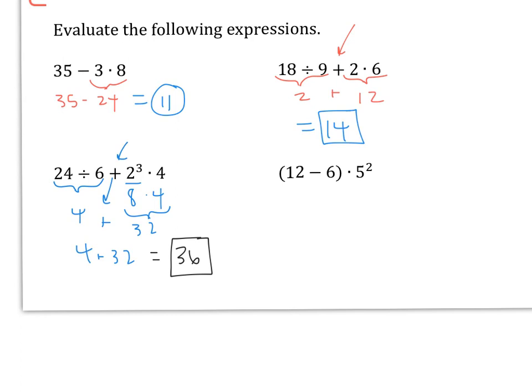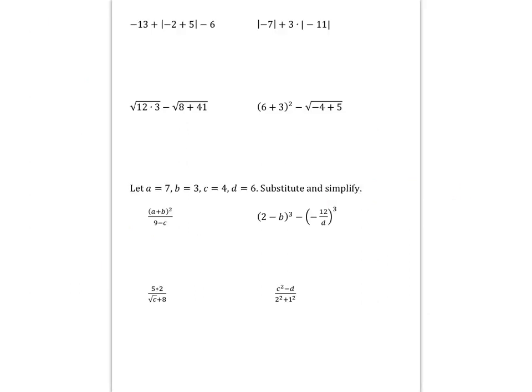12 minus 6 in parentheses times 5 squared. So I need to complete the parentheses first, which would be 12 minus 6, which is 6. Times, and 5 squared I need to complete before I can multiply, and 5 squared is 25. So I have 6 times 25, and 6 times 25 equals 150. Let's take a look at a few more examples.